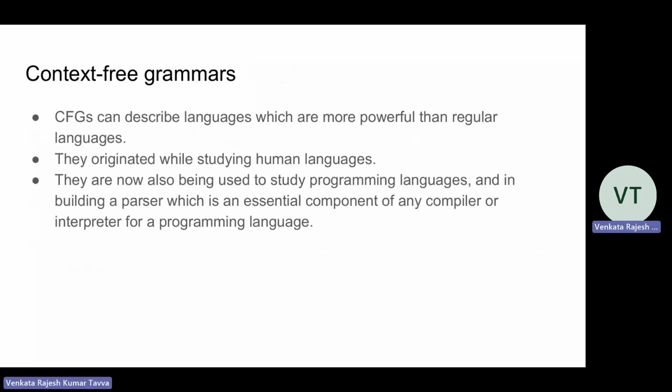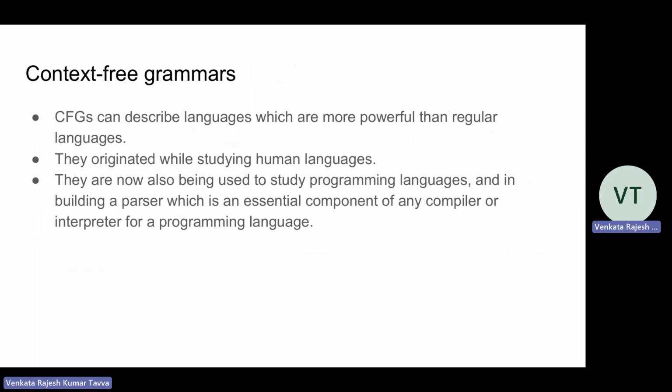So CFGs or context-free grammars can describe languages which are more powerful than regular languages, right? They originated while studying human languages. So Chomsky is said to have found this hierarchy of these grammars. The context-free languages are very close to human languages. Like I'll show you an example of English grammar. It can be captured using context-free grammar syntax. Okay.